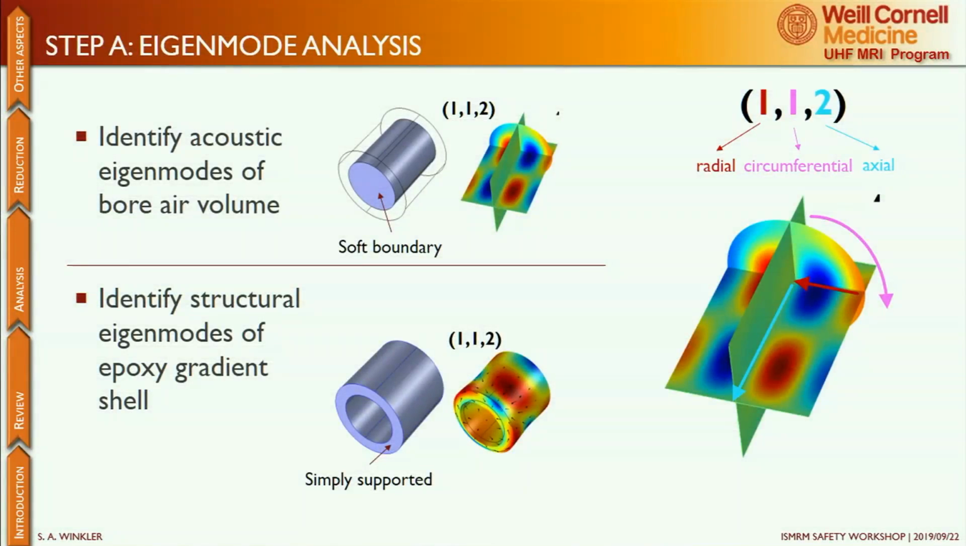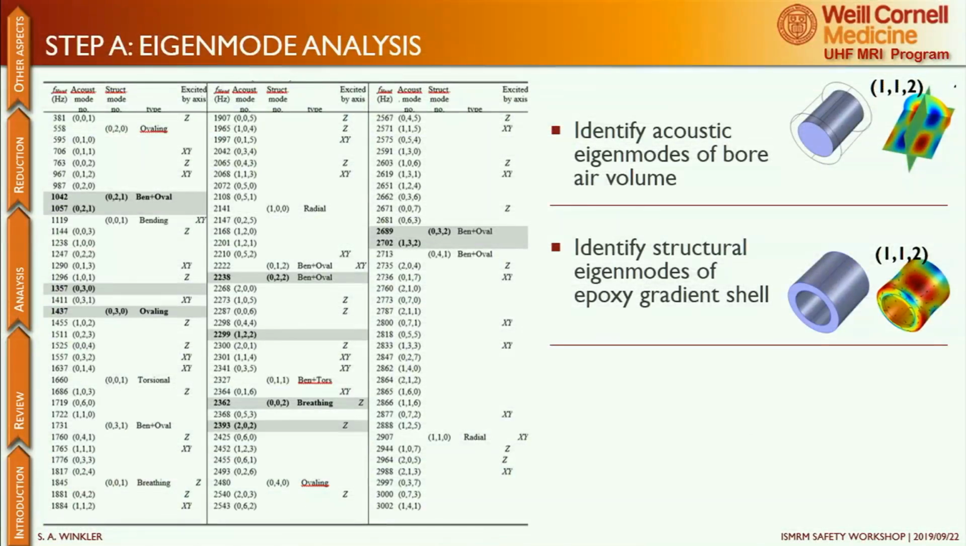So if we look at step A, which is the eigenmode analysis, you can identify the acoustic eigenmodes. We use soft boundary conditions here, and then the eigenmodes of the epoxy gradient shell with simply supported boundary conditions. So there's an example of the 112 mode. One is the radial mode number, so variations in the radial direction. The second index is the circumferential variation, so that's 1 also in this example, and the axial variation here is 2. So that's how these are identified.